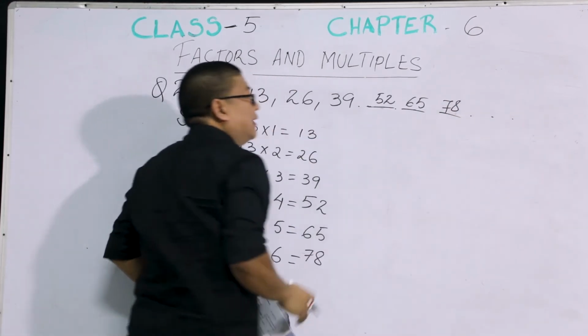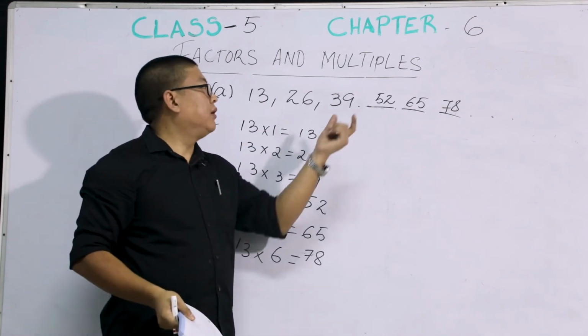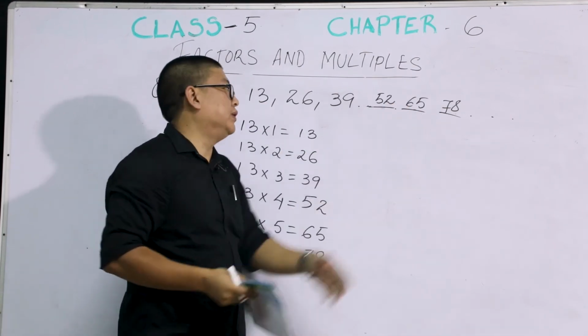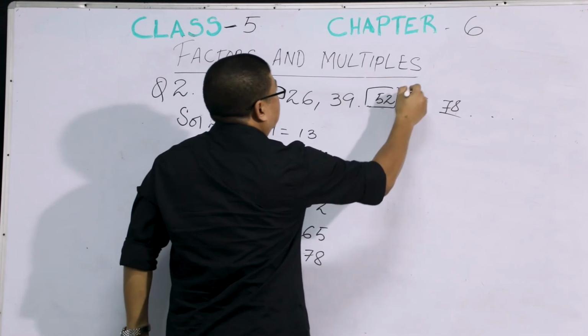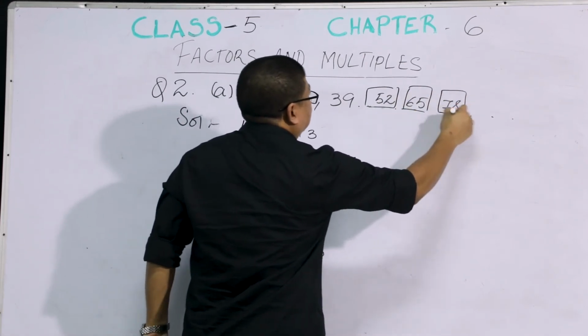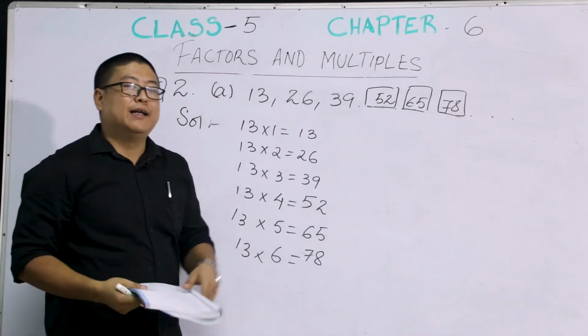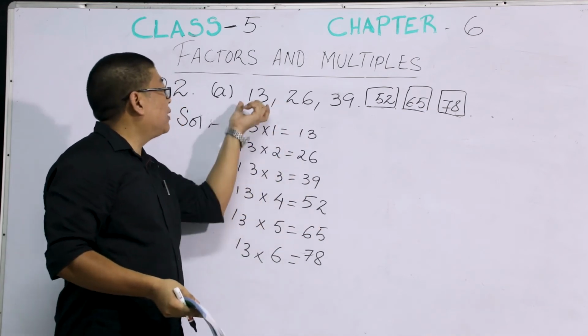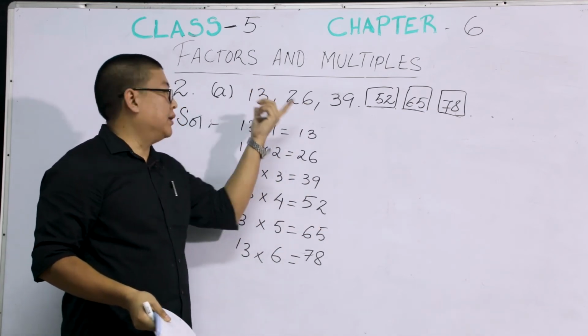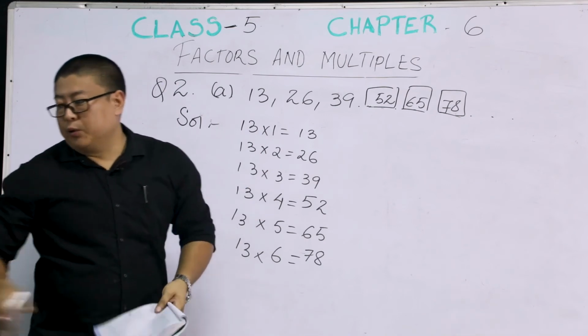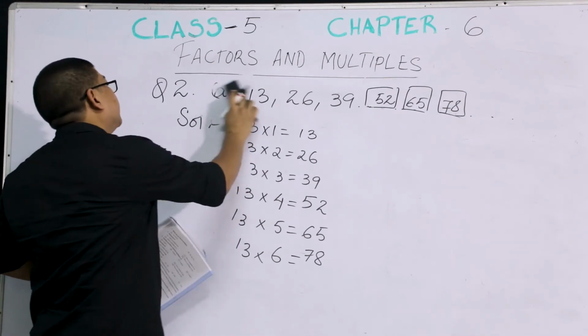It can go on like that, but they have asked us only for the next 3 multiples. So this is your answer: 52, 65 and 78. It's quite simple. You simply have to understand what kind of multiplication is taking place, alright? So this is the second part of the question.